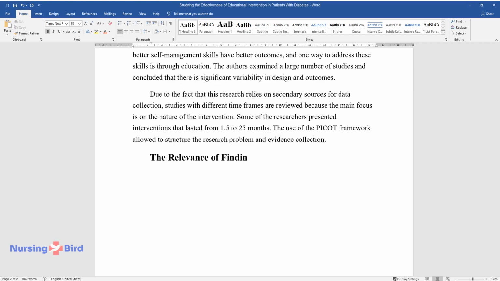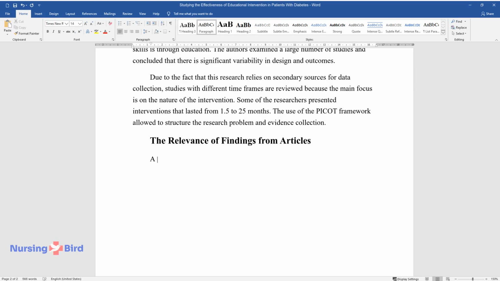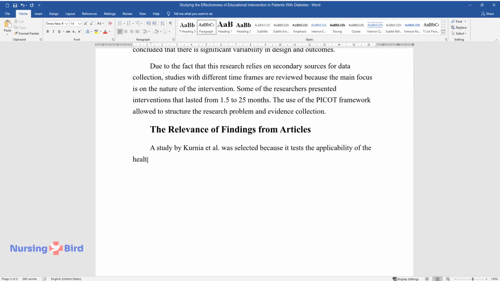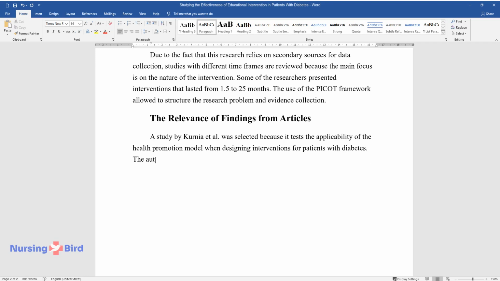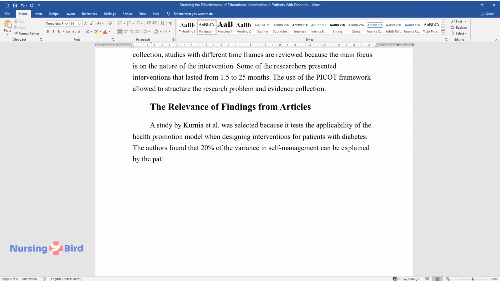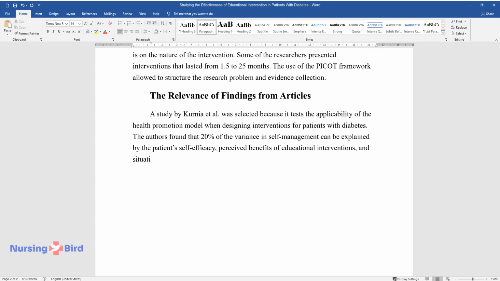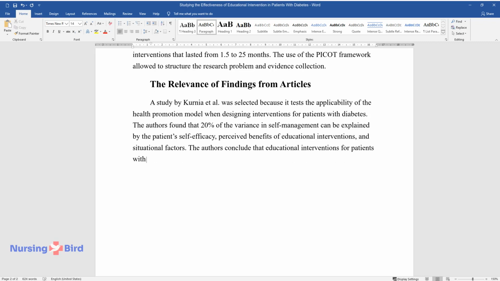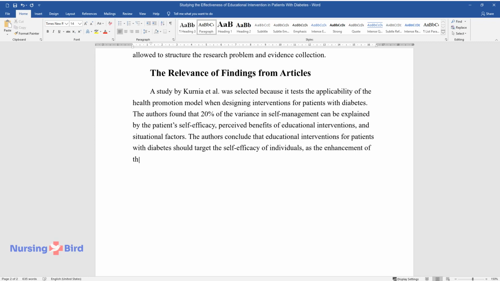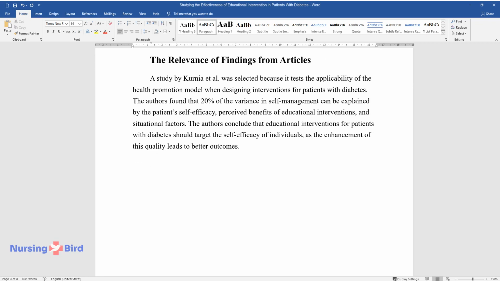The relevance of findings from articles. A study by Kurnia et al. was selected because it tests the applicability of the health promotion model when designing interventions for patients with diabetes. The authors found that 20% of the variance in self-management can be explained by the patient's self-efficacy, perceived benefits of educational interventions, and situational factors. The authors conclude that educational interventions for patients with diabetes should target the self-efficacy of individuals, as the enhancement of this quality leads to better outcomes.